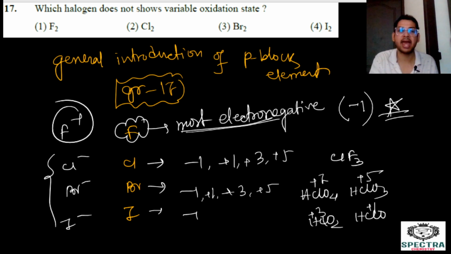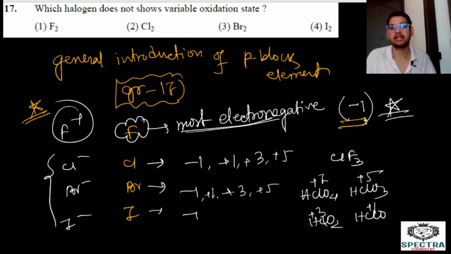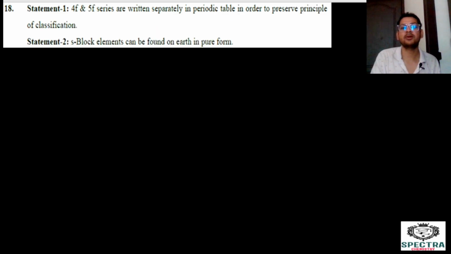But fluorine, as it is the most electronegative, however you combine it with any other atom, it will always take the -1 charge. So fluorine will be your answer here.